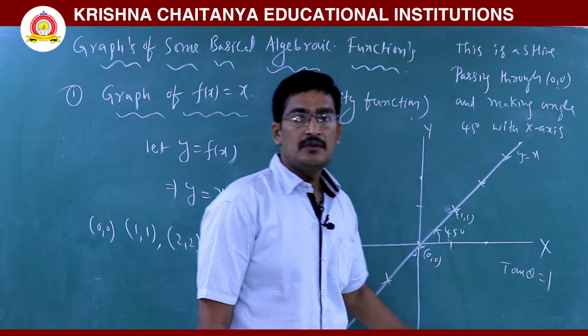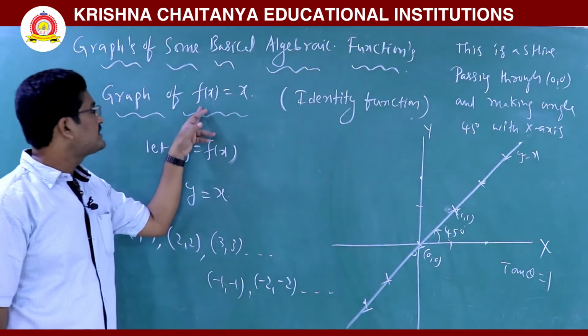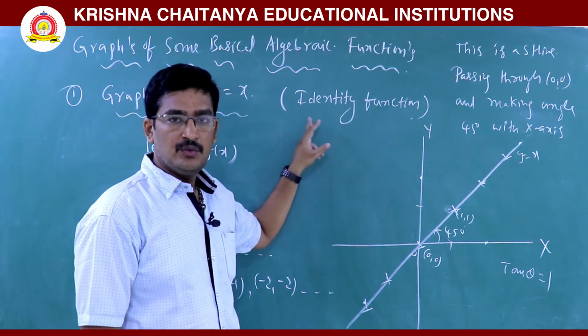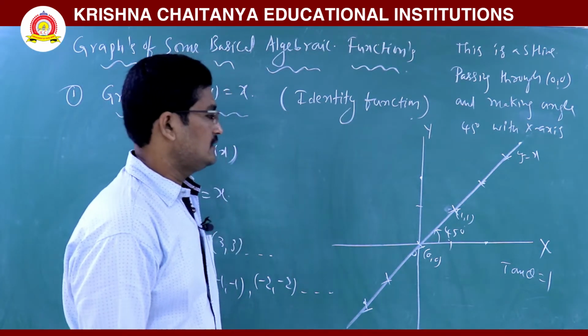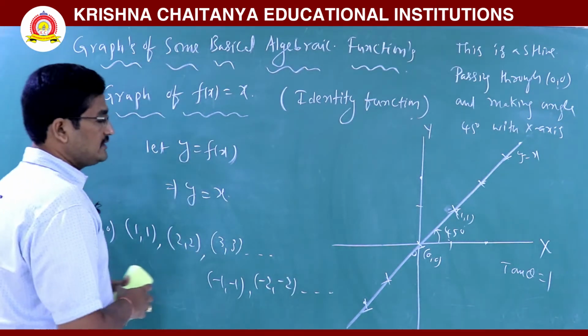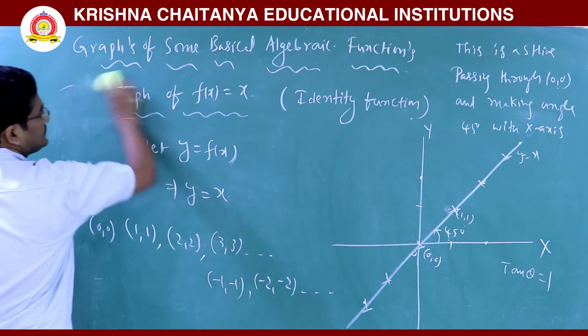This is something about the y equal to x line, the f of x equal to x graph, which is called an identity function. Okay, that's one. Let me explain one more graph here. This is the first graph. Second one.